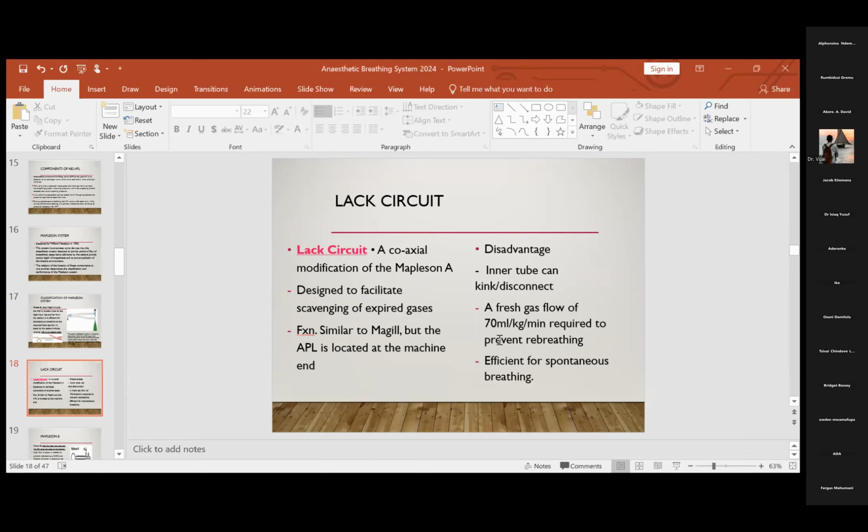These are single-best-answer questions. A fresh gas flow of 70 ml per kg per minute is required in this system to prevent rebreathing. Anything less than 70 ml per kg per minute of fresh gas flow will lead to rebreathing. Note, just like the McGill Mapperson A, it is very efficient for spontaneous breathing.